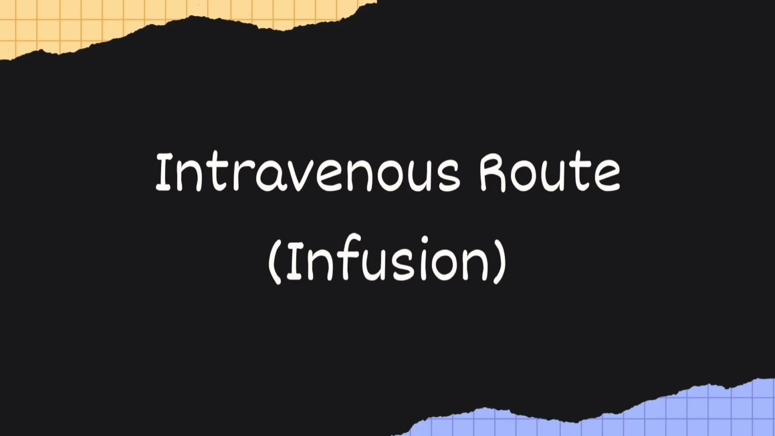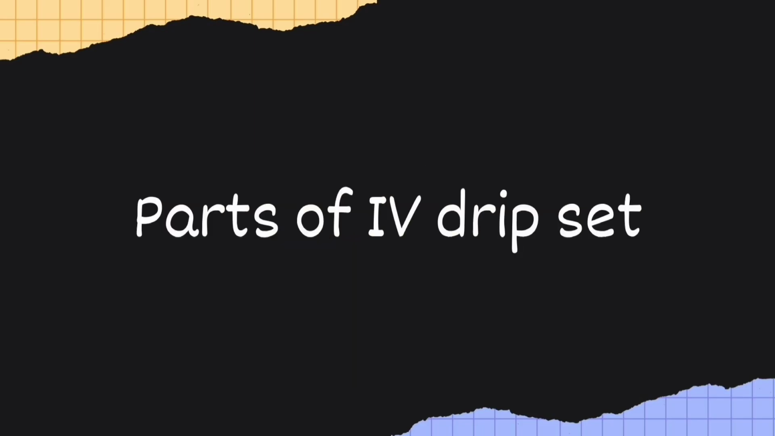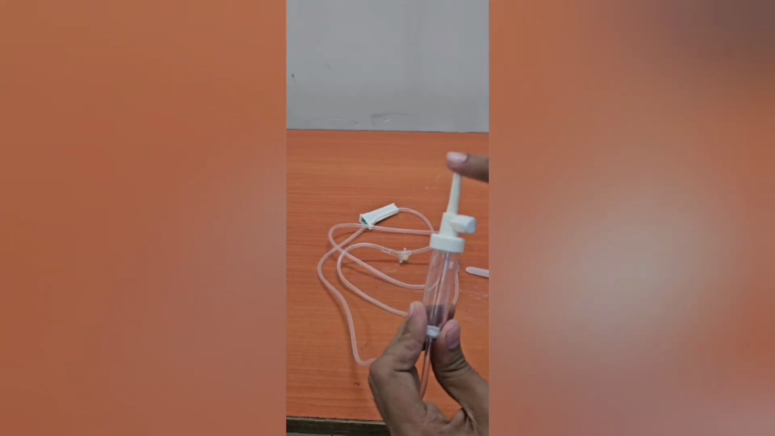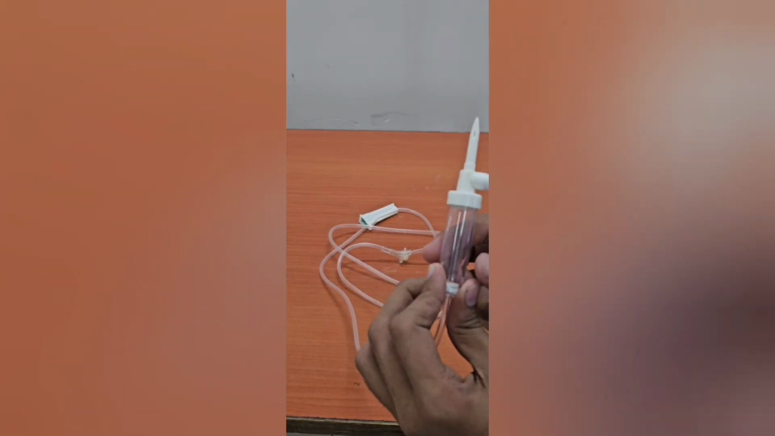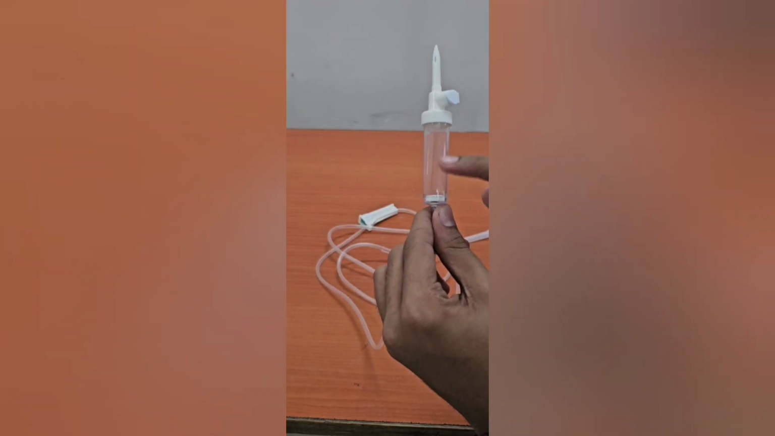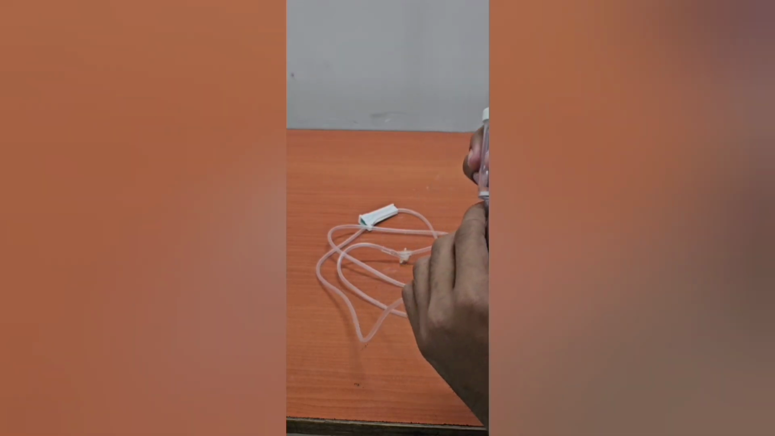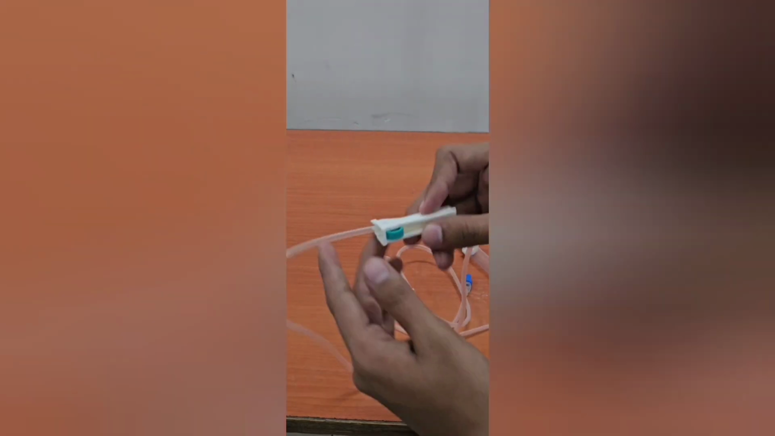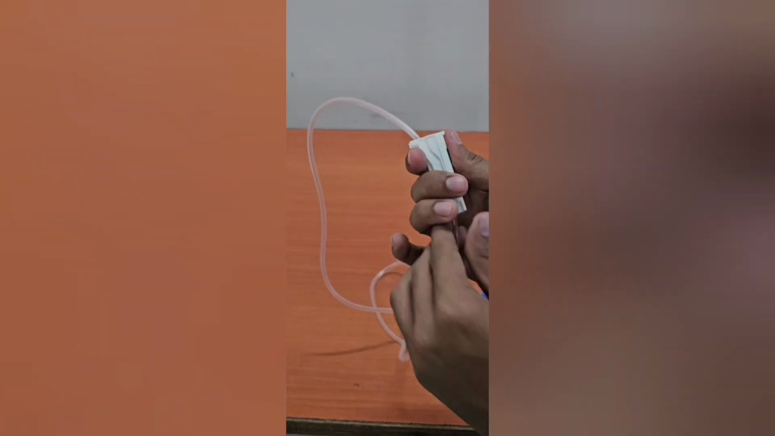Next is the IV infusion. First, we'll see the parts of an IV drip set. The components of an IV drip set are as follows. First is the piercing pin or the bag spike, which is used to attach to the IV bag. Then comes the drip chamber through which the drug flows before going into the tubes. It acts as a pressurizing chamber. Next is the roller clamp, which is used to regulate the flow of fluids.